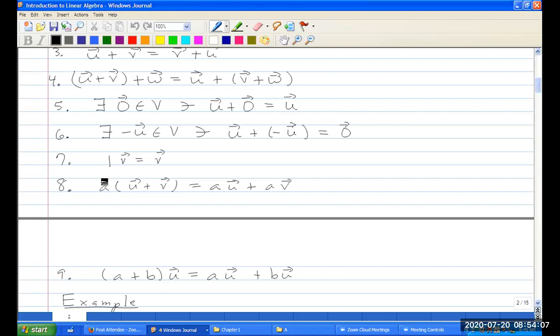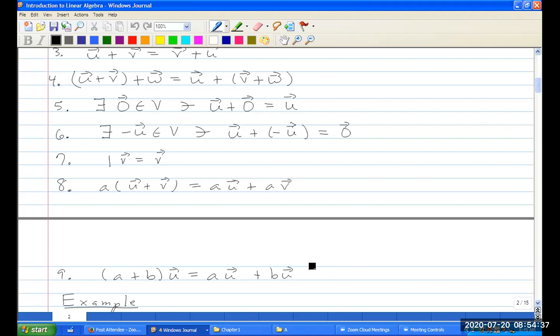If you take the number a and you multiply that by the sum of the vectors u and v, then this is the same as a times u plus a times v. Scalar multiplication distributes over vector addition. And similarly, a plus b times u is the same as a times u plus b times u.